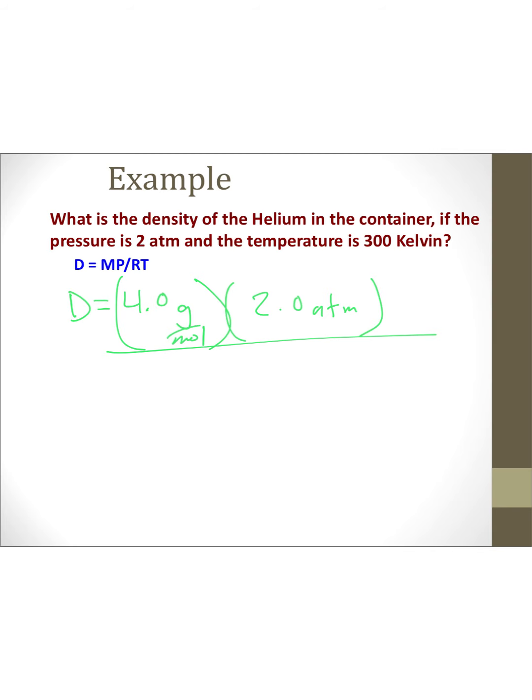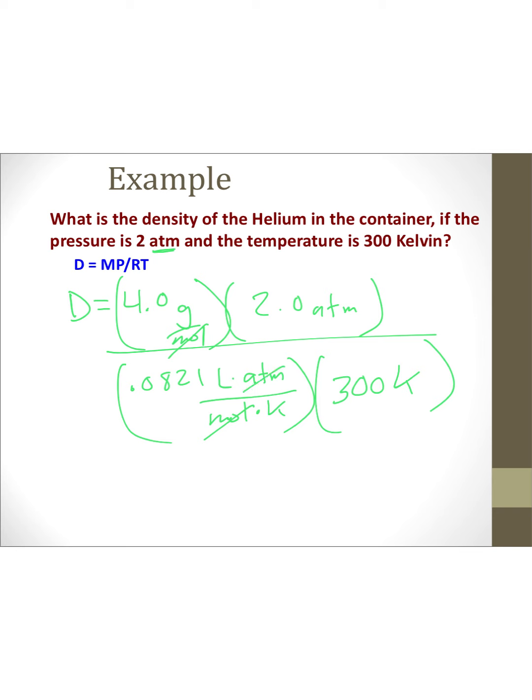Now, which R value would I pick in this case? Would I pick 0.0821, 8.314, 62.4? I look at it, my pressure is atm, so I would pick 0.0821. And the unit is liter atm over mole dot Kelvin. Okay, and the last thing I have left is T. Temperature is already 300 Kelvin. I don't have to convert it to Kelvin at all. So let's cancel out some units.